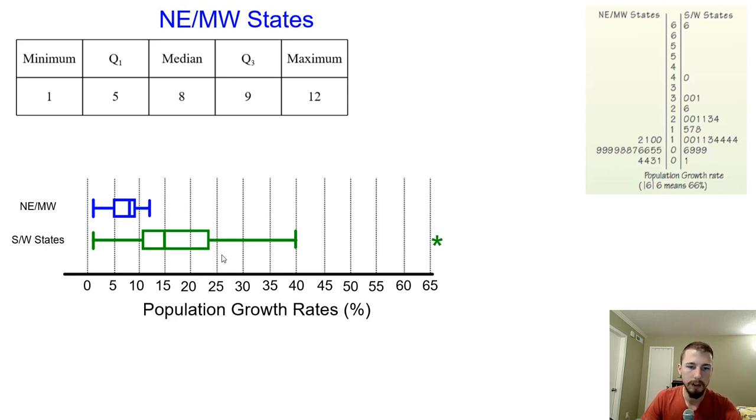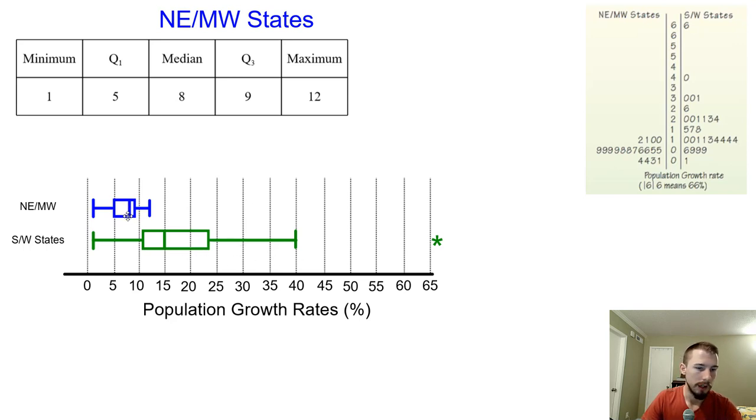All right, comparing these two distributions. So what do you notice? Well, we notice that, and we could even see it here, right? The population growth rates for the Northeast Midwest region states is going to be much lower than the Southwest states, which are growing much more rapidly. There's also, they're more consistent. There's much more spread and variability with the Southwest states.